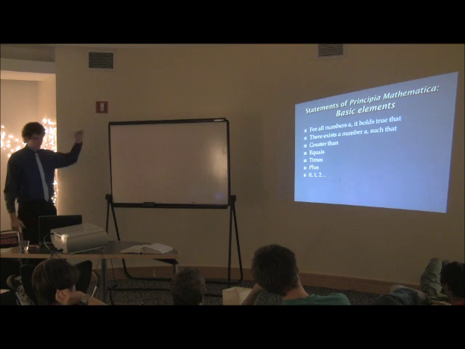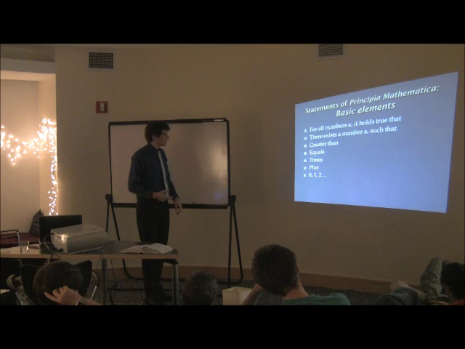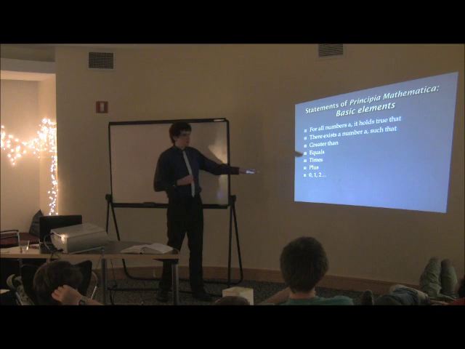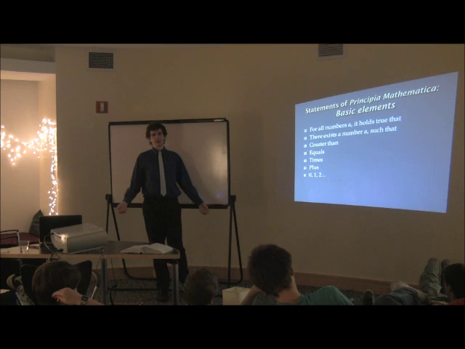So we have: for all numbers A, it holds true that. We have: there exists a number A such that, which is sort of the same kind of level of thing. Then we have greater than or equals, then we have times and plus, and then we have the numbers at the bottom. And you can see how these fall into an inherent hierarchy, right? We have numbers at the very bottom. The numbers can't really do anything at all. They just simply sit there and they are what they are.